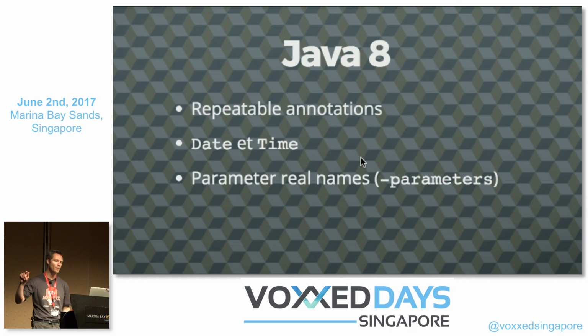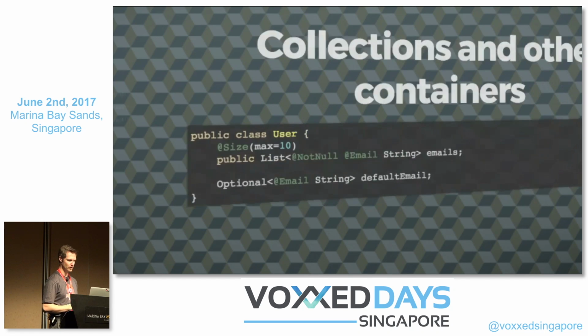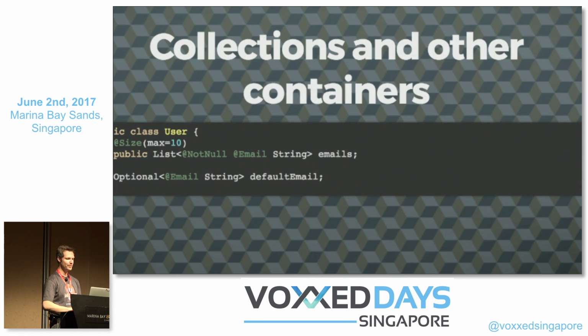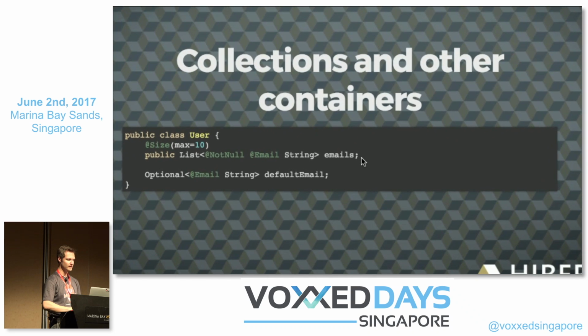And if you compile with the -parameters option, when we do the method validation, instead of arg0, arg1, and so on, we actually use the parameter name, so the error report is quite a bit nicer. But the big feature of Hibernate Validator and the Bean Validation spec, which is about to be final in a month or two, is support for collections.